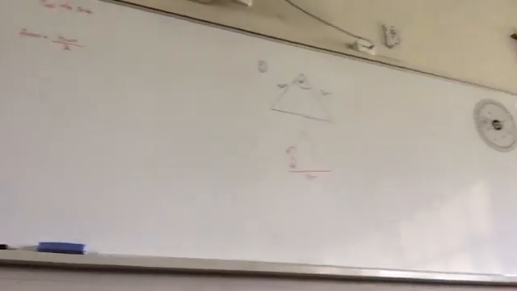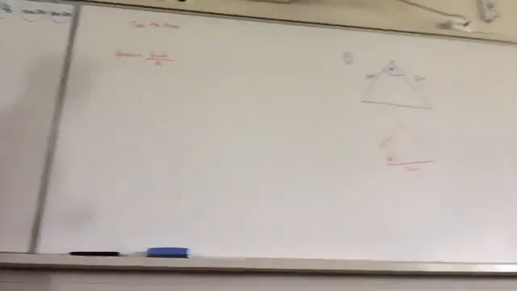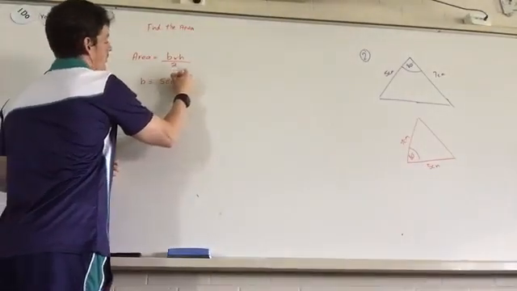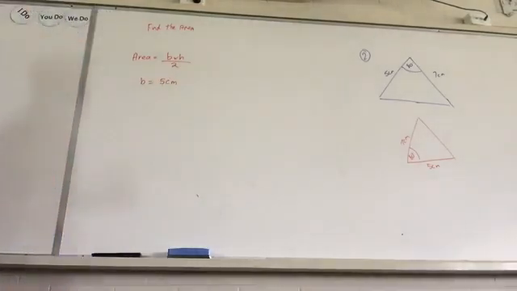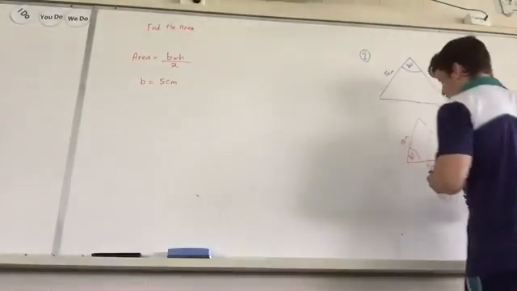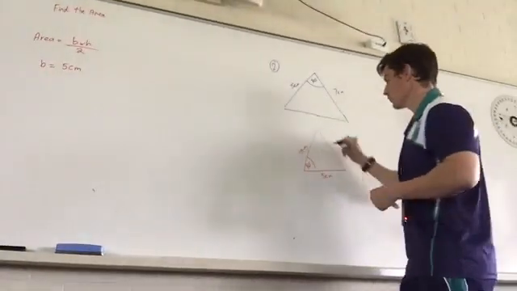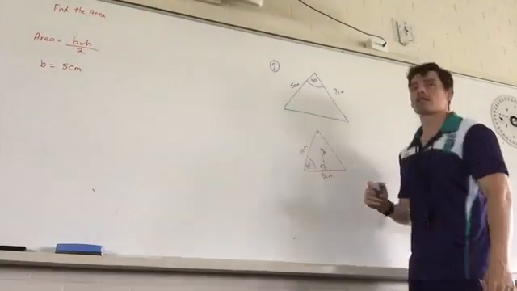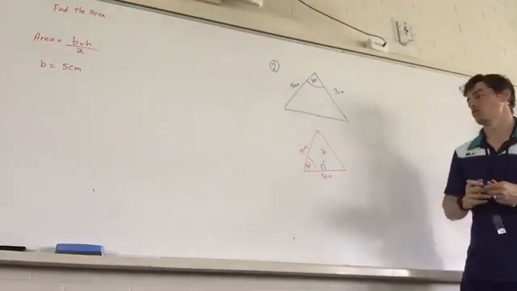What's the base of this triangle? 5. So we know B equals 5 centimetres. Do we know the height? But we can create a triangle using an imaginary line. That's our height, correct? So what do we know about our triangle?